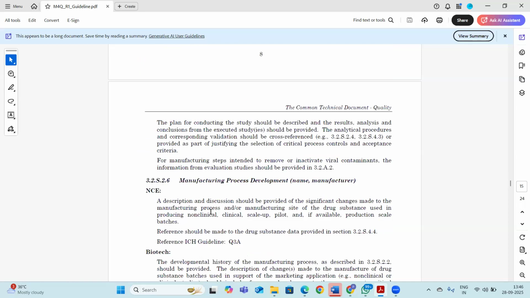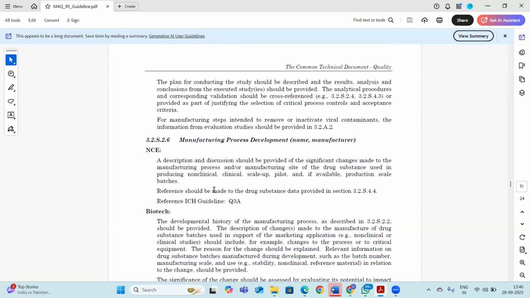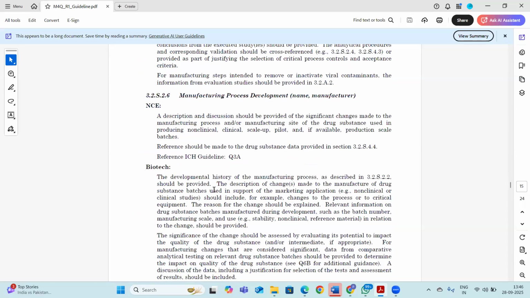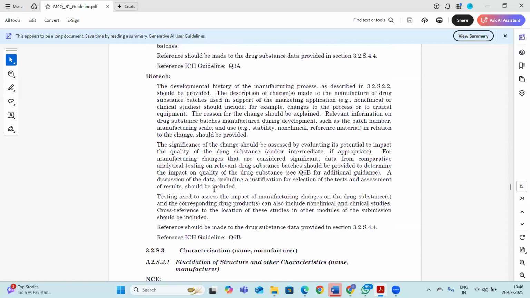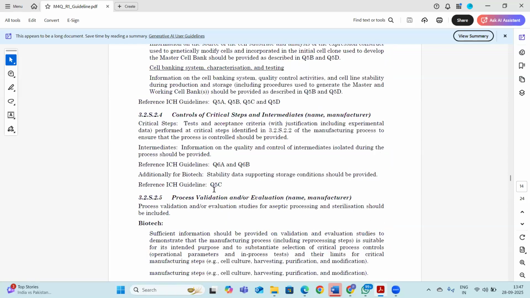Lastly, under your manufacturing processes, you submit a description and discussion of the significant changes made to the manufacturing processes or the site of the drug substance used in producing non-clinical, clinical, scale-up, pilot, and if available, production scale batches. So all this data needs to be submitted under manufacturing process development. Any development that you witness or see during the non-clinical, clinical, scale-up setups, you need to report, you need to submit the data supporting the same in your 32S26, both for NCE and for biotech products. Okay. So this is about 32S manufacturing.